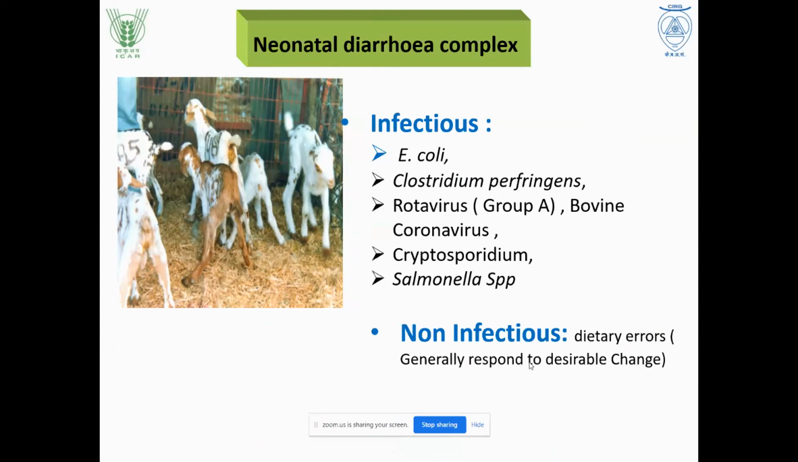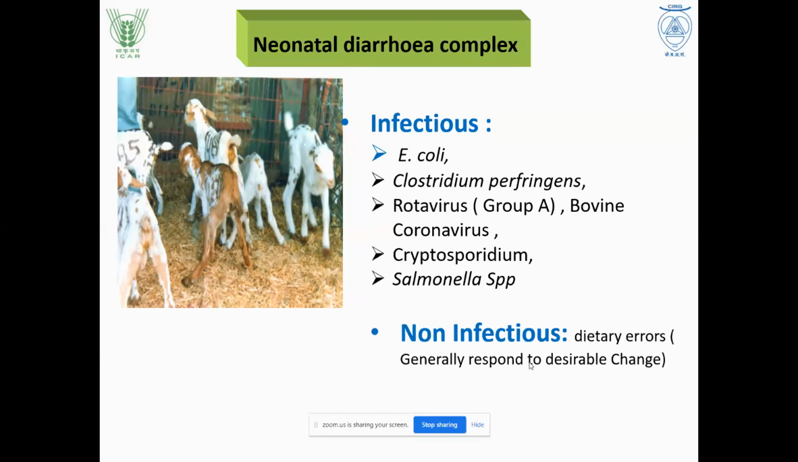Although Clostridium perfringens is taken as an important cause of mortality as enterotoxemia in the growing animal, it also plays a role in younger life as an associated organism causing mortality. The two important viruses are rotavirus, especially group A virus, and bovine coronavirus. Then Cryptosporidium, which is a protozoan, and Salmonella. These are the group of organisms which are commonly associated.